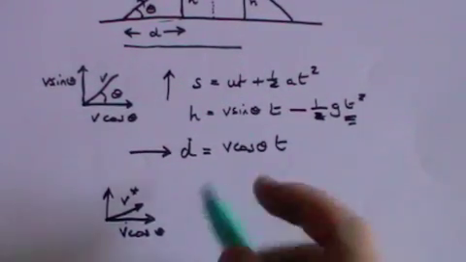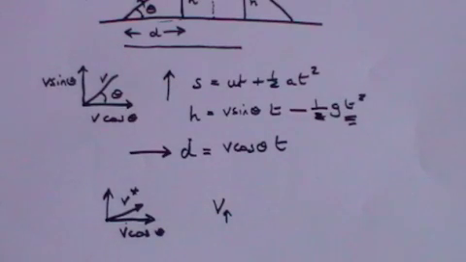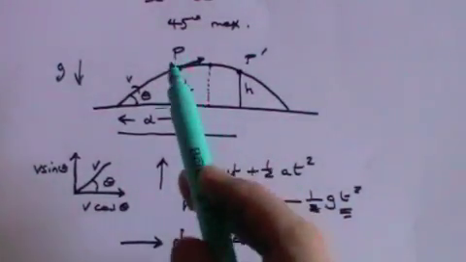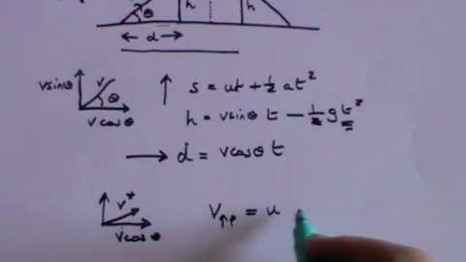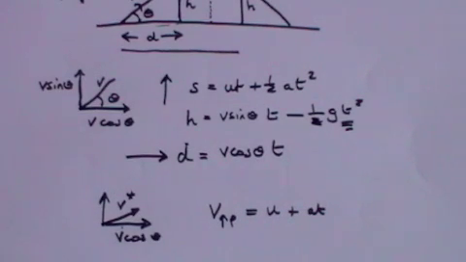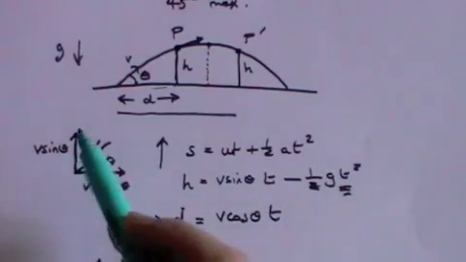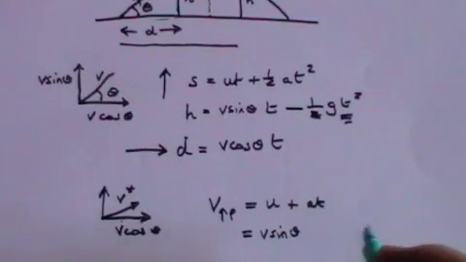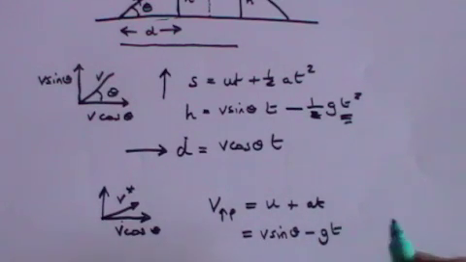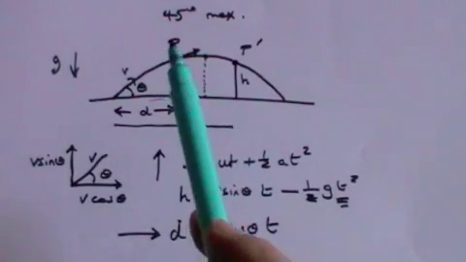Well, the vertical value, let's call it v vertical at point P, the vertical component at point P, is going to be equal to u plus at. And that equals u, which is the initial vertical velocity, which is v sine theta, plus at. Well, a, of course, is going to be minus g, so minus gt. So this formula gives you v sine theta minus gt as the new vertical velocity at the point P.